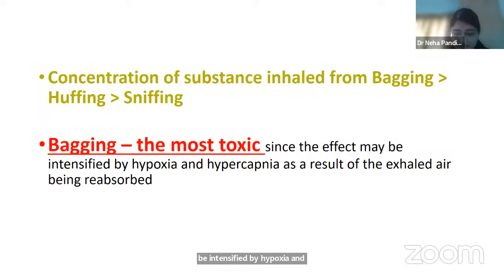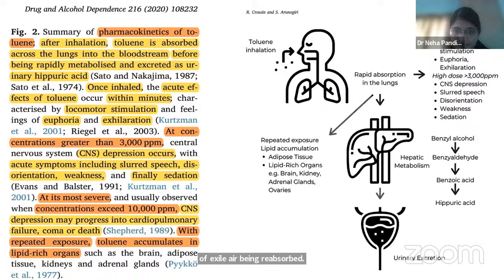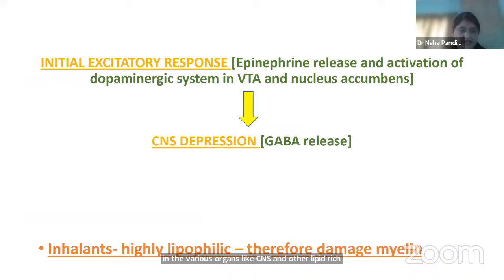So what is the mechanism? Basically, after inhalation of toluene, it is rapidly absorbed in the lungs over a period of 1 to 3 minutes. The initial effect is exhilaration, the high that the patient gets, and at concentrations of more than 3000 ppm, the patient will have CNS depression, ataxia, and dysarthria. It is metabolized in the liver, where it is converted to hippuric acid and ultimately excreted through the kidneys. But on repeated exposure over years, it gets accumulated in various organs like the CNS and other lipid-rich organs like the kidneys, adrenal glands, and ovaries. So the mechanism of CNS toxicity is an initial excitatory response because of epinephrine release and activation of the dopaminergic system in the ventral tegmental area and nucleus accumbens, followed by CNS depression because of GABA release.